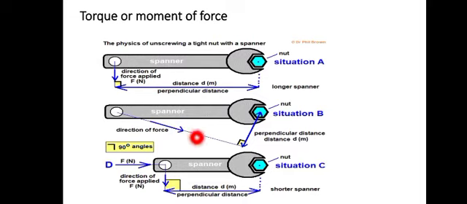And in situation C, the torque will be less because you can see clearly the length of this spanner is very short compared to situation A or B. So we reduce the moment arm D here. Even if we apply the force perpendicularly, the torque produced will be less because we reduced D, the moment arm.